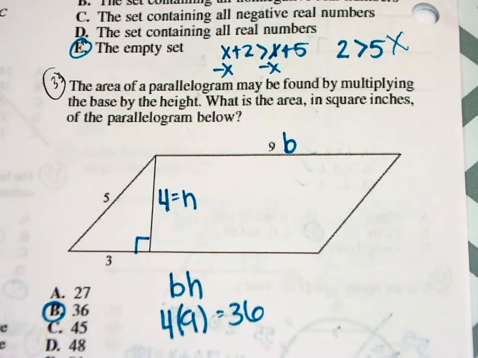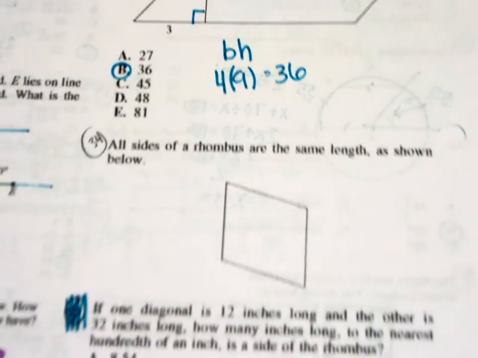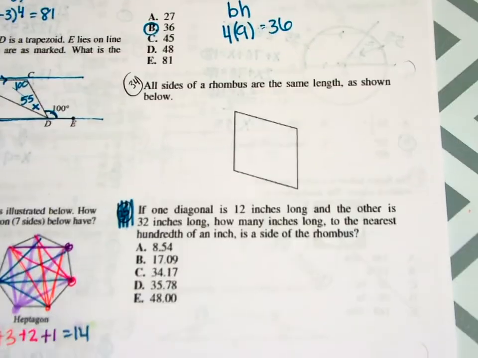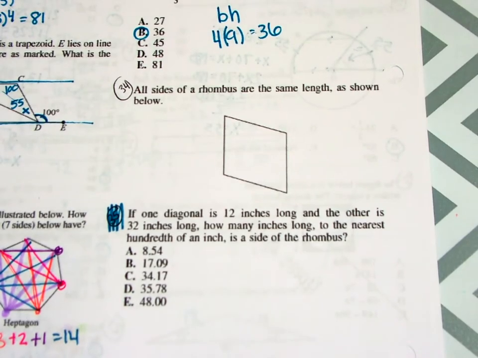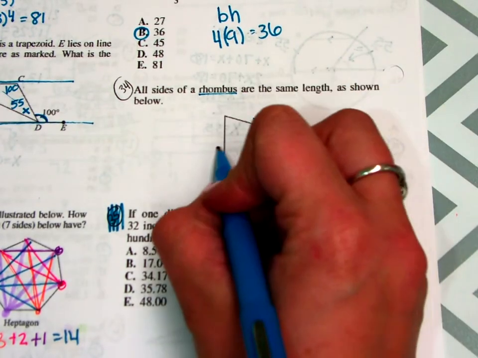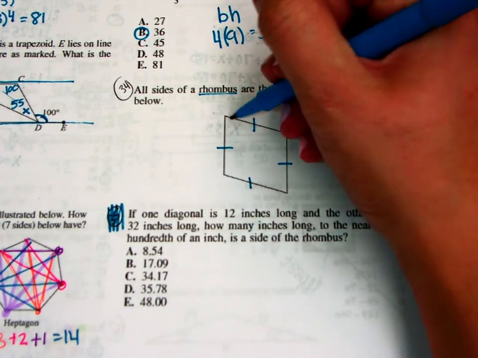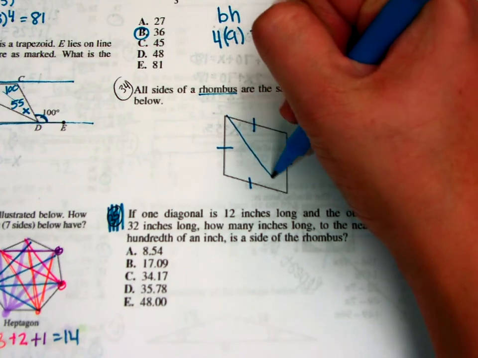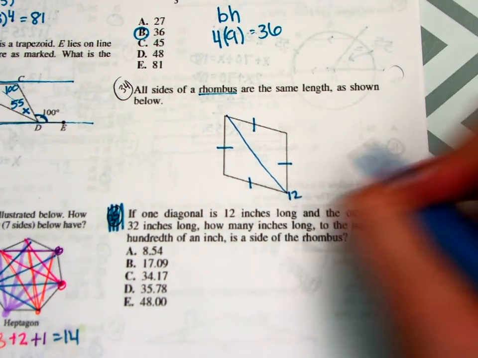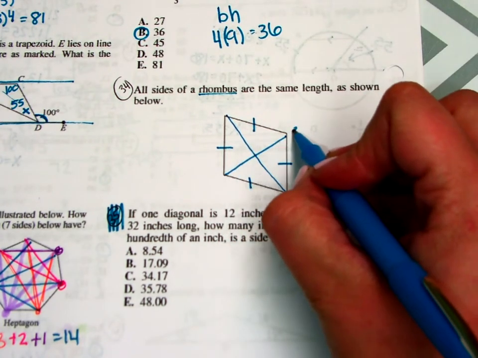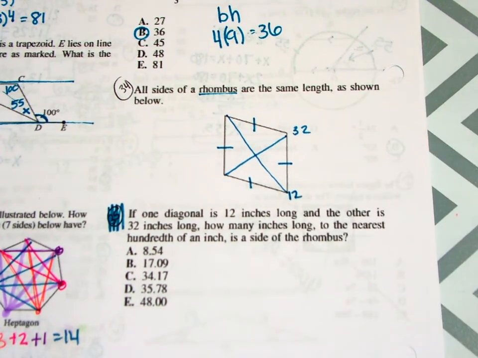Oh, there you go. All right, so for 34, I accidentally labeled 35. These are the same questions, so there is no 35. So to do this question, this is a rhombus, so that lets me know that all sides are equal. One diagonal is 12. So this diagonal is 12. The other diagonal is 32. How long is the side?